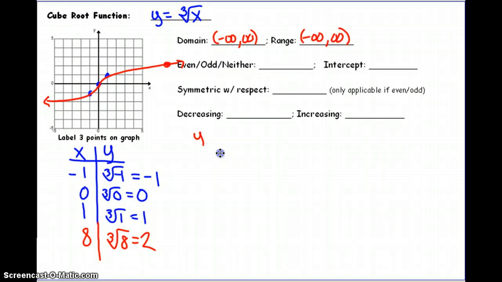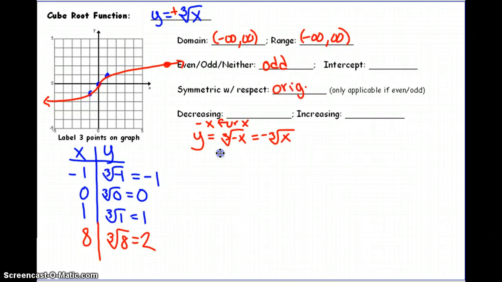In this function, when I plug in -x for x to test if it's even, odd, or neither, when I take the cube root of a negative, it does not go positive, it stays negative. So it's the opposite sign of what we started with, so this is an odd function, which is symmetric with respect to the origin. The intercept is the point 0, 0. And just like our cubic graph from before, it's not decreasing, it's increasing over the entire domain. If you need a moment to finish copying this down, pause the video and hit play when you're ready.